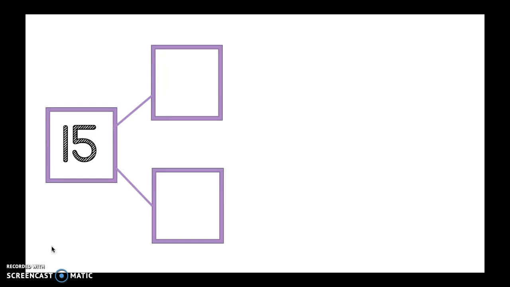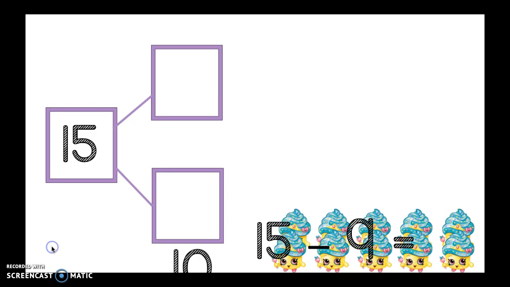Okay, did you make your number bond? Does yours look like mine? 15 as the whole amount and then 2 blank parts? Did you fill in those parts with the hidden 10 and then the other number? All right, let's see what yours looks like. I had 15 minus 9, of course, is what I'm working on. I know that there's a 10 in there somewhere.